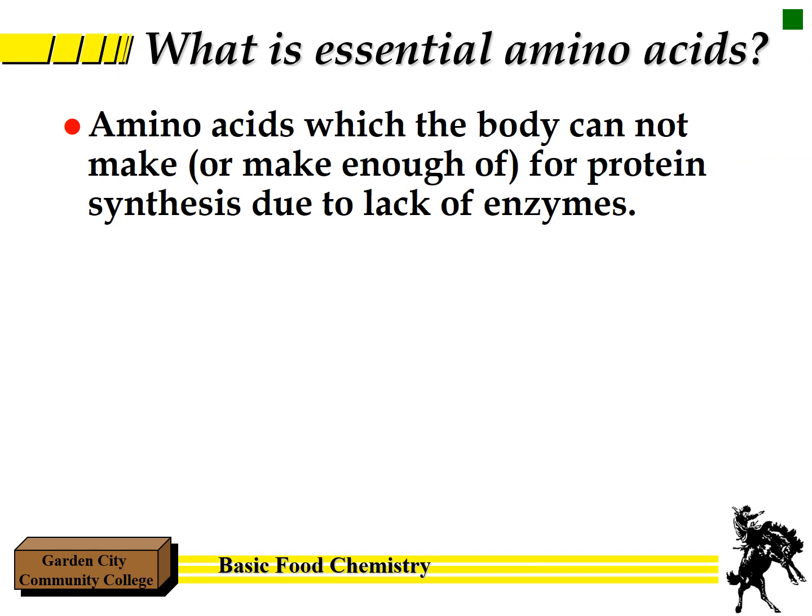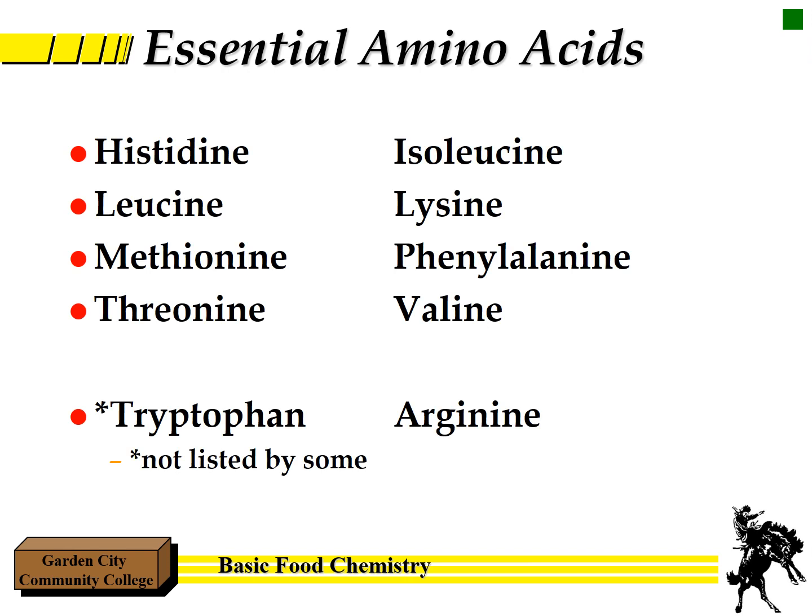So what is an essential amino acid? We cover this a little bit. It's amino acids which the body cannot make, or make enough of, for protein synthesis due to lack of enzymes. So here's your list of essential amino acids. Sometimes it's 9, sometimes it's 10, depending on what information you use. But histidine, leucine, methionine, threonine, isoleucine, glycine, phenylalanine, valine, arginine, and then occasionally tryptophan. Sometimes people say it's essential, some people say it's not.